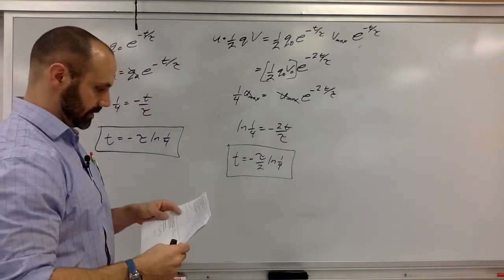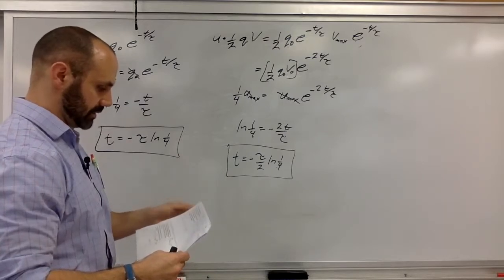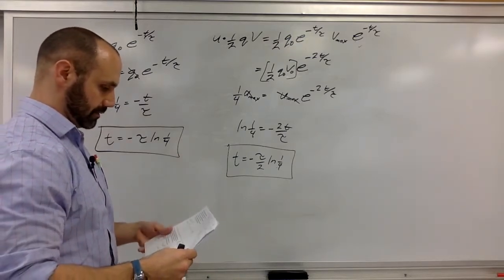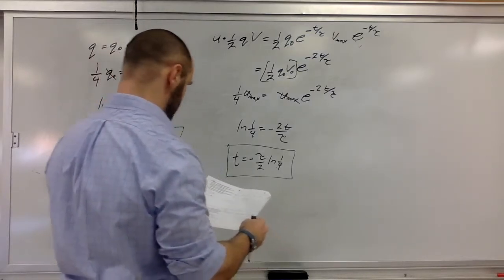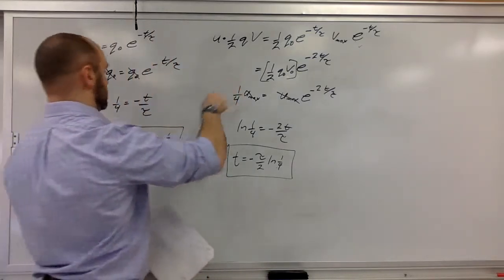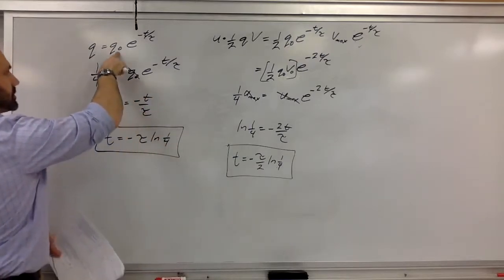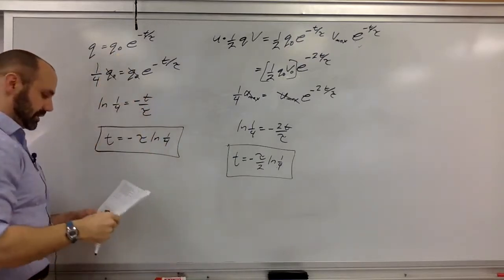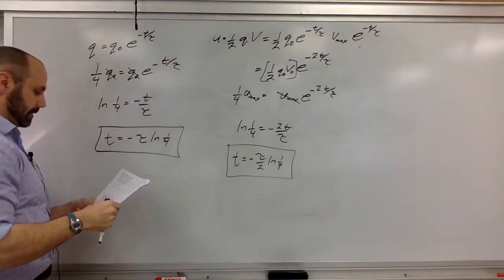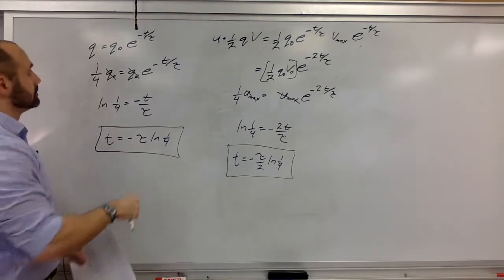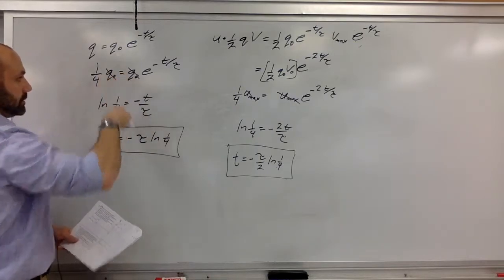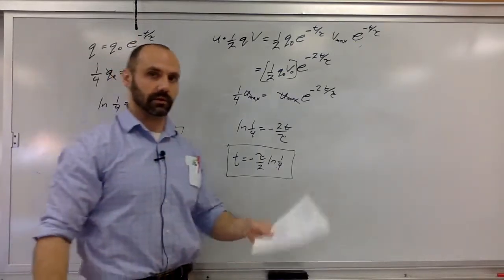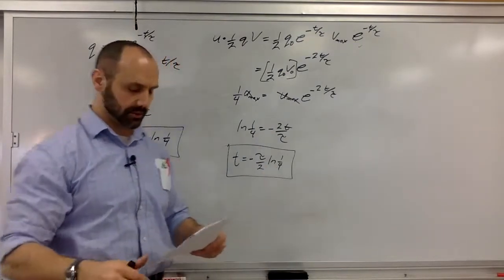And so then how many times, after how many time constants will the current be 1/4 of its original value? Again, this ends up looking just like this one right here, except this is I naught instead of Q, and it ends up being exactly the same because I naught Q, because current is also decreasing. Current always decreases, charging or discharging.